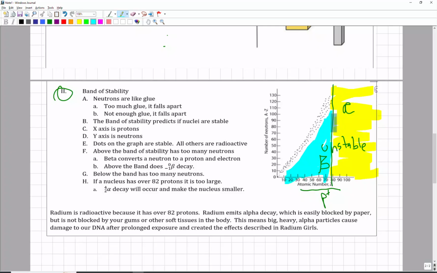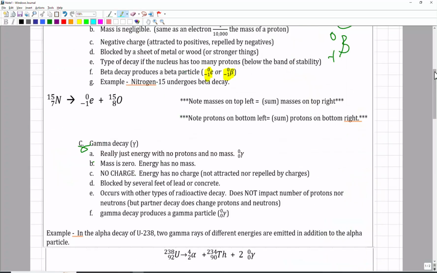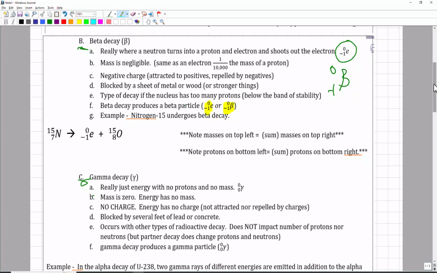And in this case, you could see that it could be both of them. All right, so let's hop back up to this. We talked about the band of stability, a touch there.